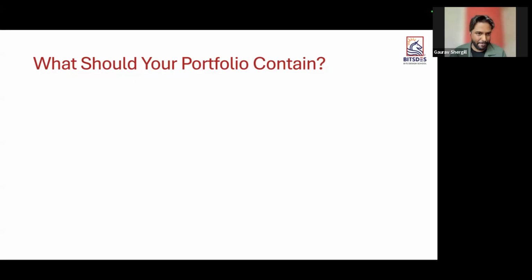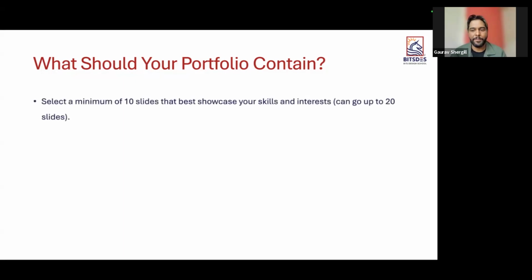Can we go next? So the first thing that oftentimes we have as a question is how many pages, how much is too much, or how little should we do? There is definitely not one final answer that we can give you, but we have a ballpark figure where we say 10 slides is a good amount of space that will help us understand your skill sets and your interests. But as a max, because we often get this question even in our classrooms, what is the max that I can go to? That's where we mentioned 20 slides.